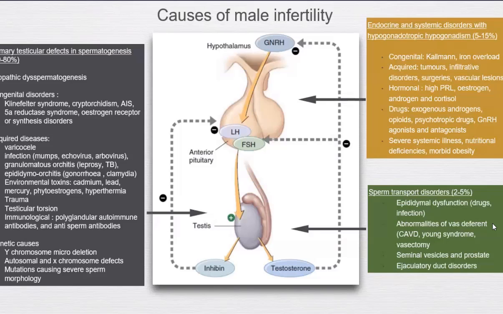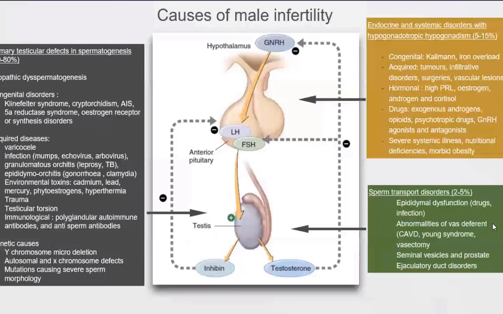For acquired diseases, something that we need to bear in mind is varicocele. So that's why it's very important to examine the genital area, whereby you can pick up varicoceles. Severe forms of varicoceles, which are grade 3 and grade 4, might impair spermatogenesis. Infection, mumps, has been reported as the commonest cause of abnormal spermatogenesis, with an incidence of 15 to 25%. And gonorrhea and chlamydia will put the patient at risk of having epididymo-orchitis.